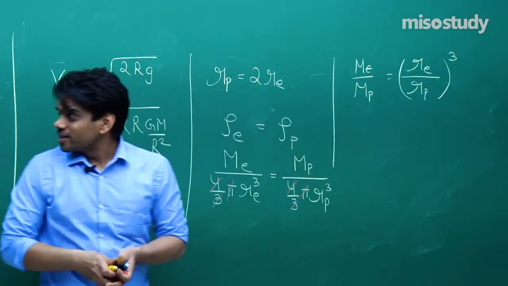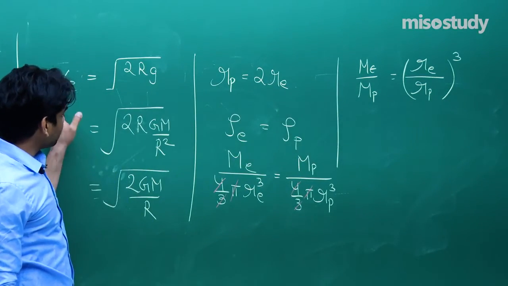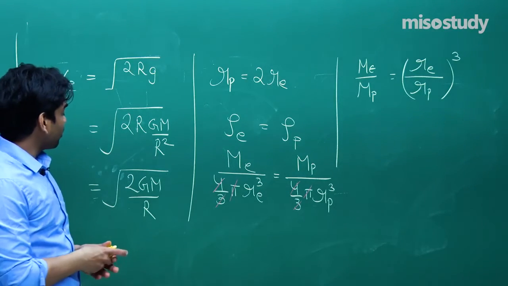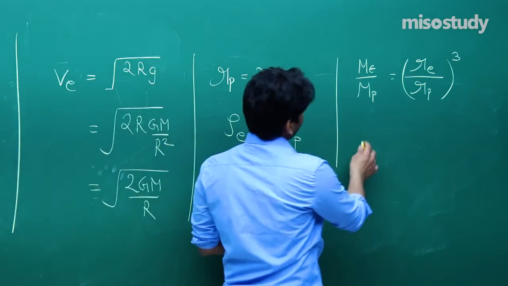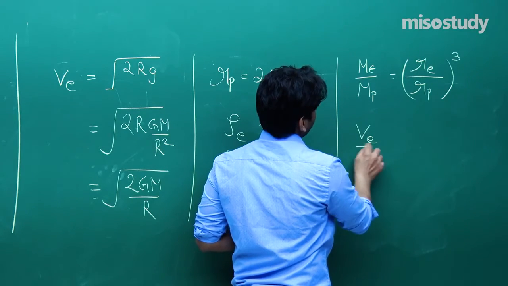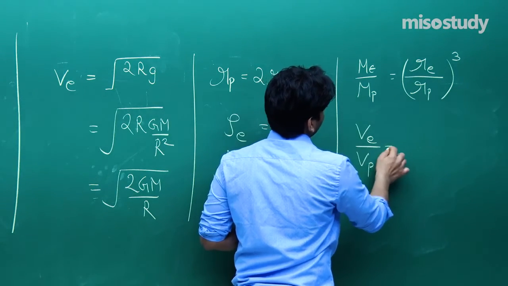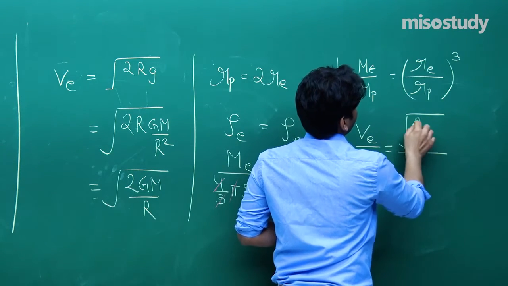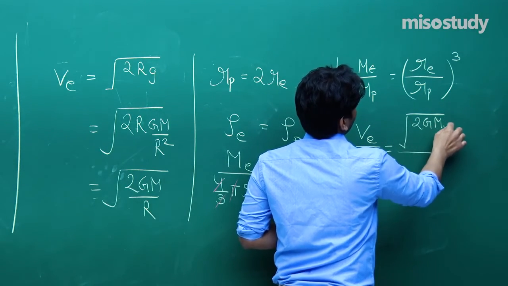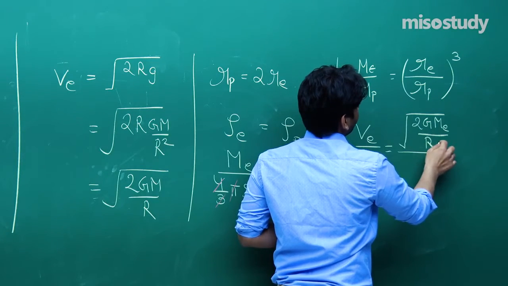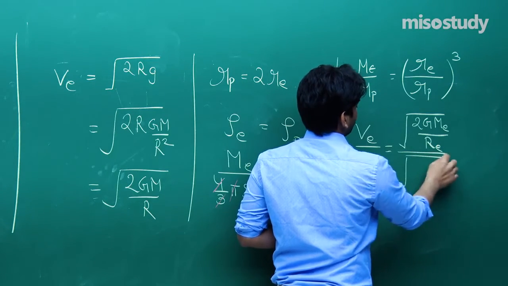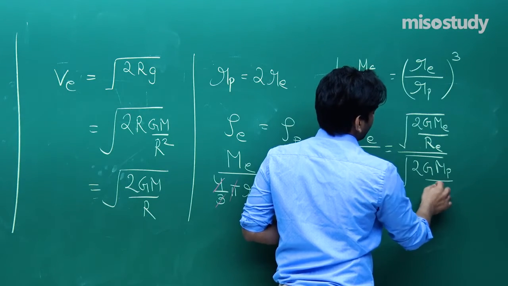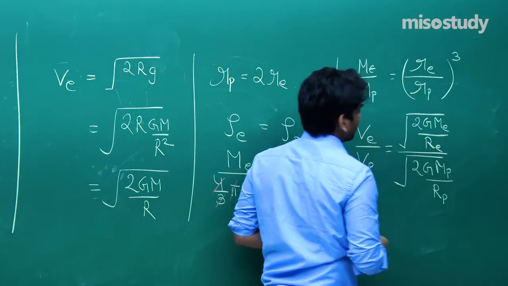Now you see here, escape velocity. Escape velocity on Earth is under root 2GM by R. This is what we have written. And escape velocity on the planet, we can write in the same way. So escape velocity on Earth upon escape velocity on planet is under root 2G mass of Earth divided by radius of Earth, over 2G mass of planet divided by radius of planet. We can go ahead in this way.